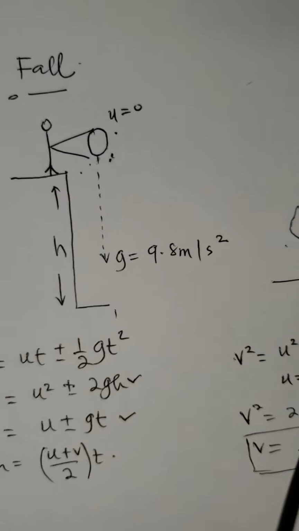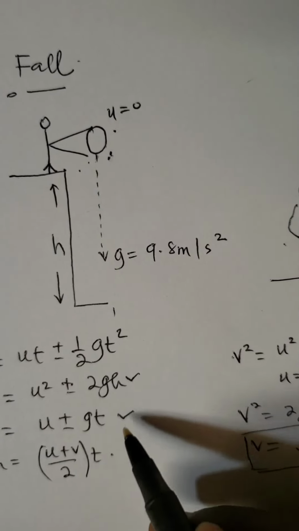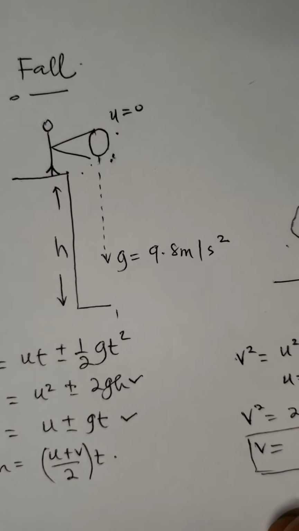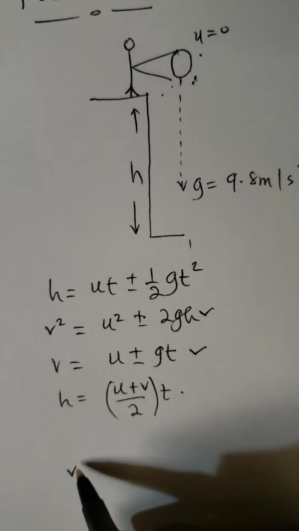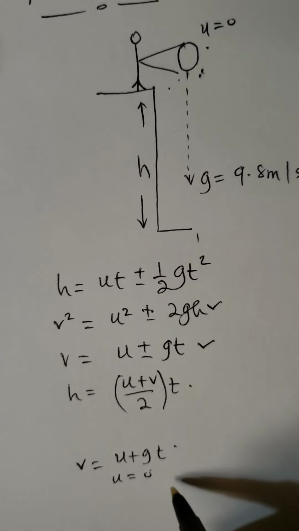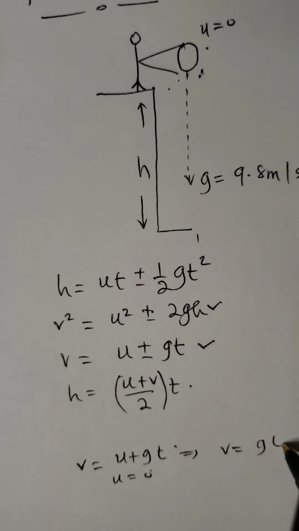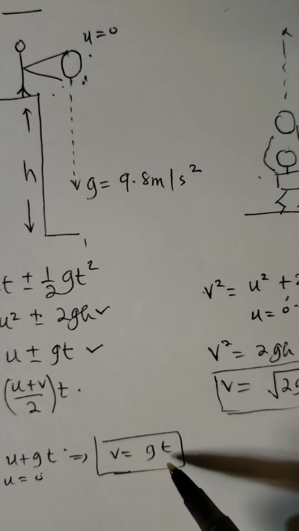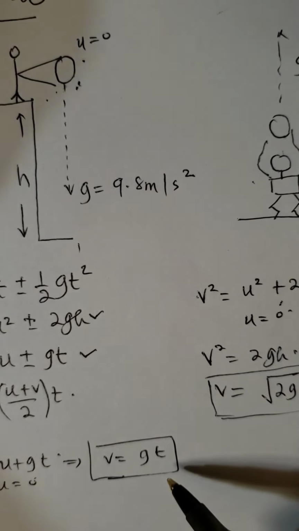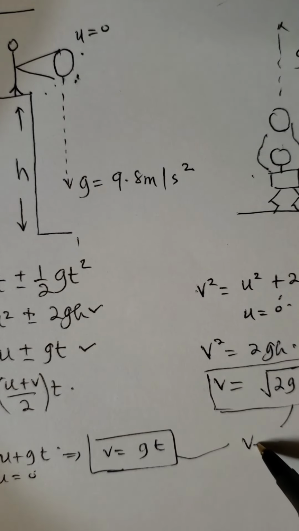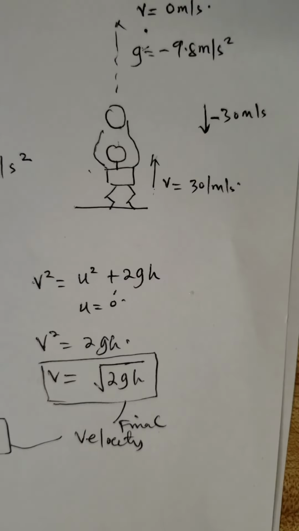Then we can also find v using the third equation. And for us to do that, we're going to write something like this: v equals u plus gt. Now we already know that u is 0, so this implies that v is equal to gt. Now this equation will be handy if the time taken to fall this distance is known. So we can see here that these two equations, we can use them to find our final velocity depending on the parameters we are given in our question.